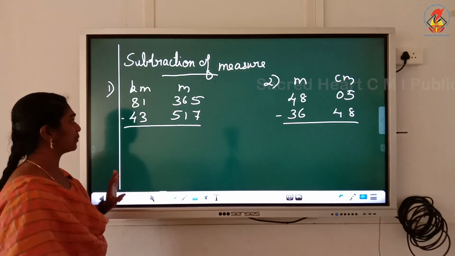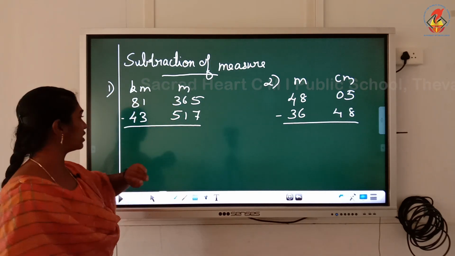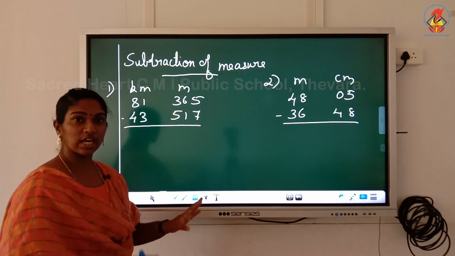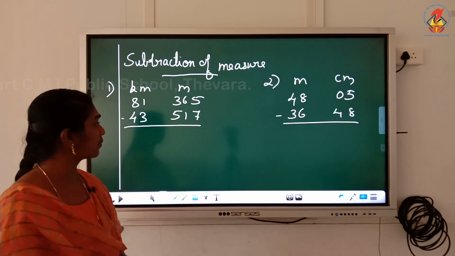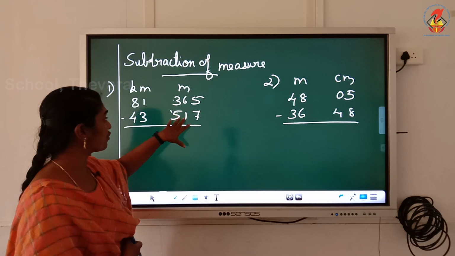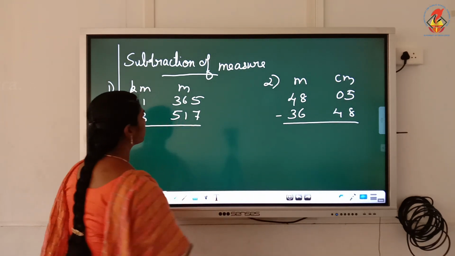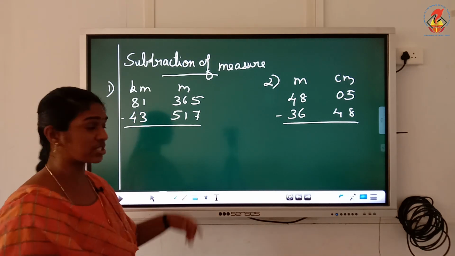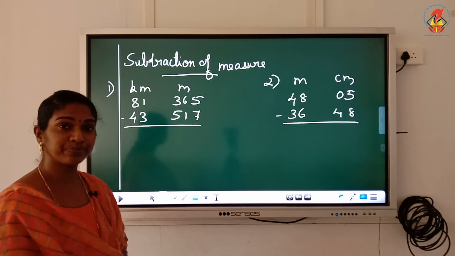Kilometer and meter. 81 kilometer 365 meter minus 43 kilometer 517 meter. Here also what you are doing is we are separately adding and subtracting the units. So here I am going to subtract the meters portion. 365 minus 517. Is it possible, children? Can I do that? 365 minus 517? It's not possible. 365 is smaller than 517. What can I do over there?